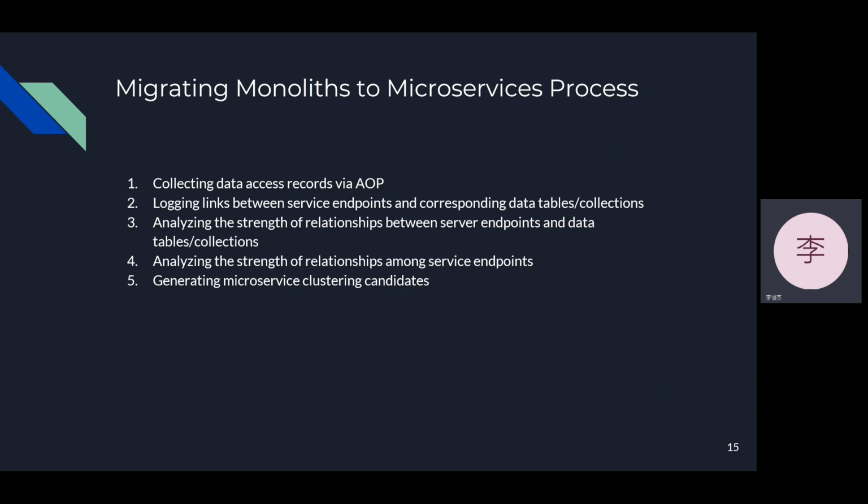And after that, let's see our process of migrating monoliths to microservices. It has 5 steps, and I will talk about each step in detail later. Step 1 is collecting data access records via AOP. Step 2 is logging links between service endpoints and corresponding data tables. Step 3 is analyzing the strength of relationship between service endpoints and data tables. Step 4 is analyzing the strength of relationship among service endpoints. And step 5 is generating microservice clustering candidates.